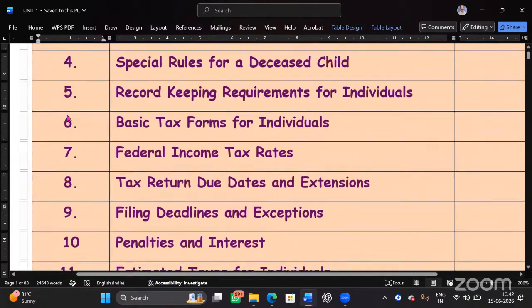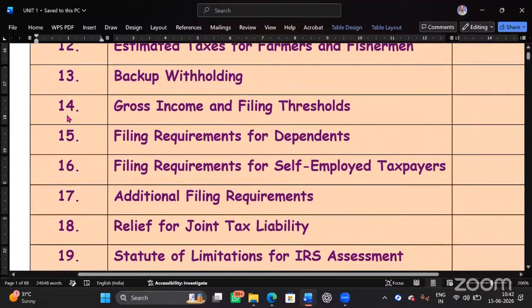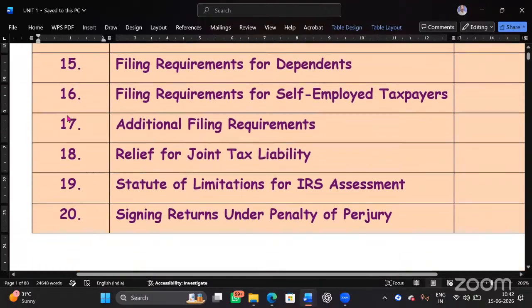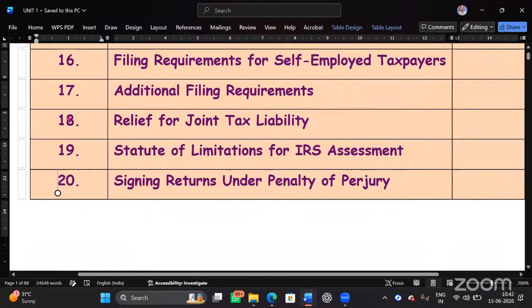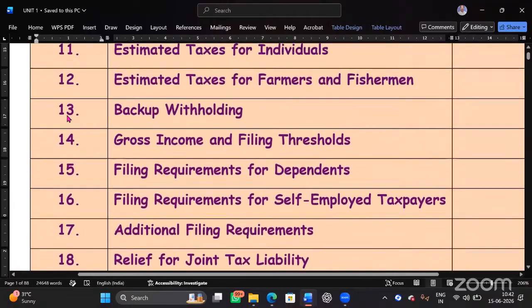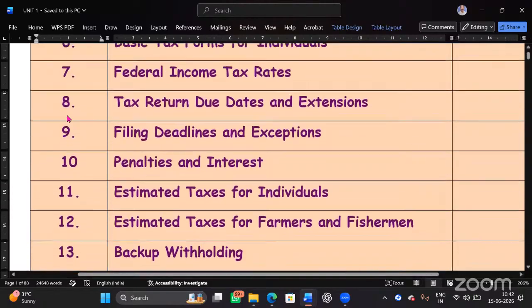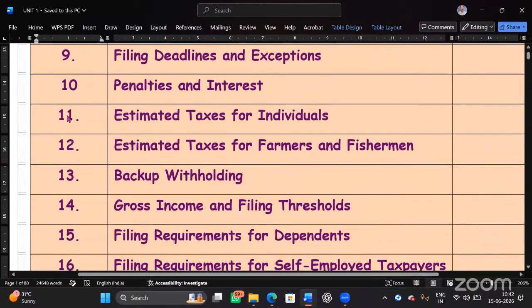The due dates, extensions, the federal income tax rates, the penalties and interest if we miss the payment on time. Gross income, net income, and the payment terms. There are 5 types of taxpayers, the 5 tax filing statuses. Can anyone note them down?